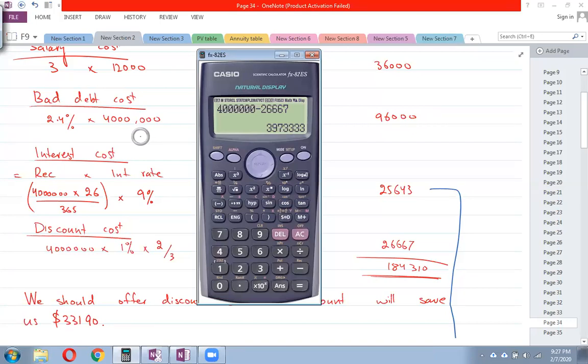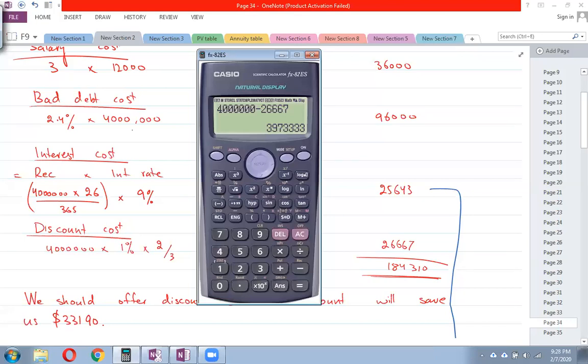Now you might be thinking that, well, it is early payment discount. So we should consider sales 4 million rather than the discounted amount deducted, right? Because it's cash discount, so we'll keep it separately.